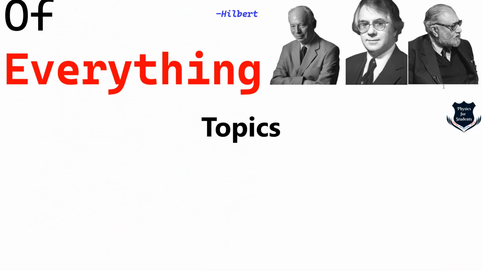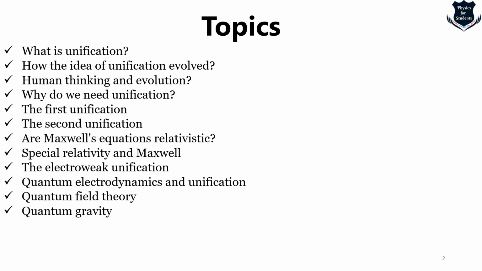So as we do before we go ahead, let us look at the topics that we are covering today. First we will understand what is unification. We will then understand how the idea of unification evolved, and what the human thinking was, how human thought actually led to the evolution of unification. The reason why we need unification. The first and second unification, what are those? We also need to find out whether Maxwell's equations are really relativistic or not. Special relativity and Maxwell. We will also learn about the electroweak unification, quantum electrodynamics and the unification, quantum field theory and quantum gravity. So having laid down the topics, we are going to start with this video.